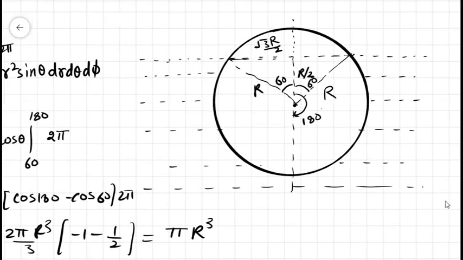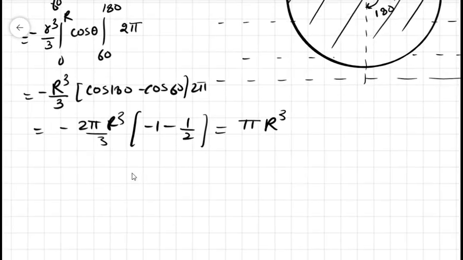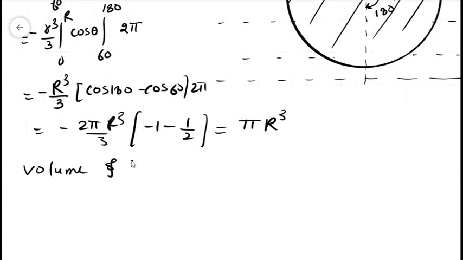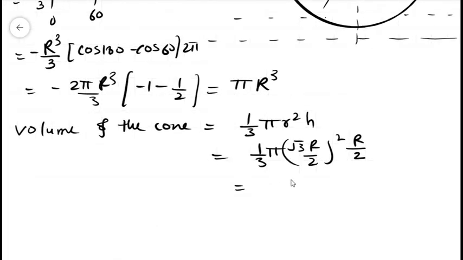So we have gotten this much of the volume, and this is the cone of radius root 3 R by 2 and height R by 2. So the volume of this cone will be equal to 1 over 3 pi r square h. Putting the values, 1 over 3 pi, root 3 R over 2 square, and R by 2. So this will be equal to pi R cube by 8.